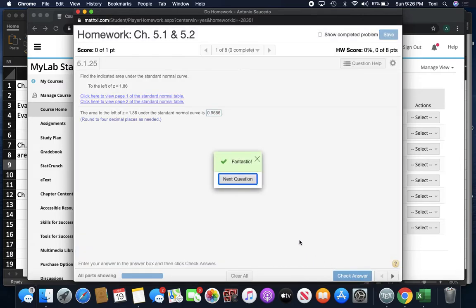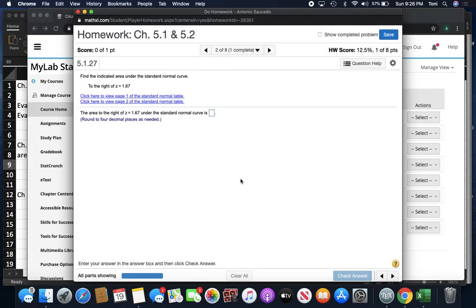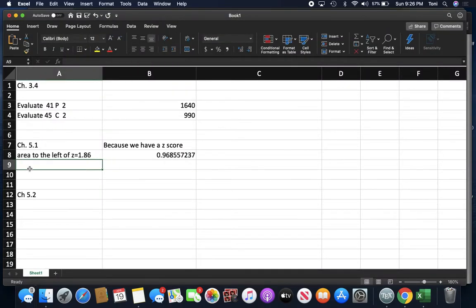Okay, fantastic, cool. Now suppose we have a different type of problem. Suppose we were asked to find the area to the right of a z-score. So to the right of 1.67.